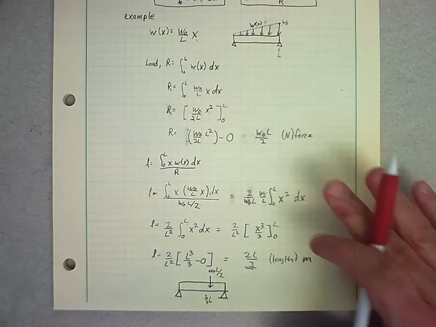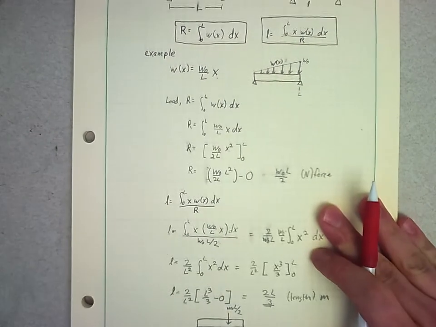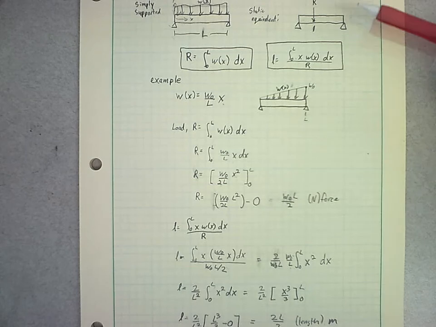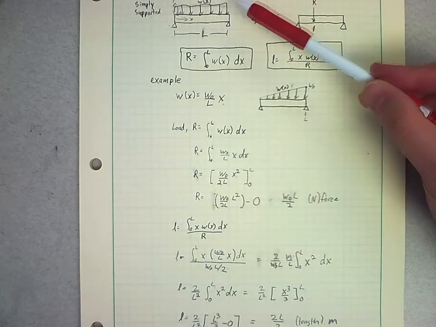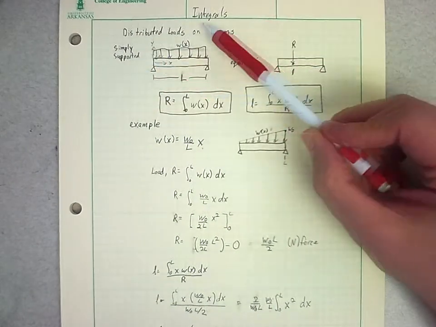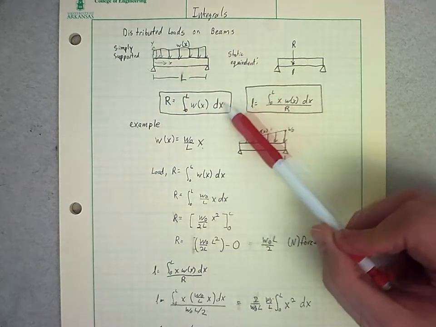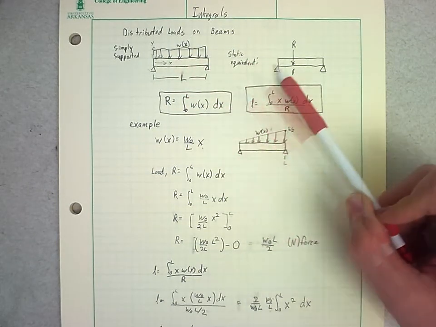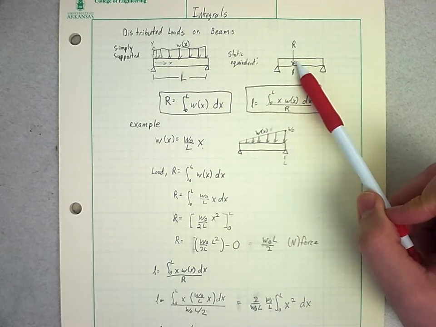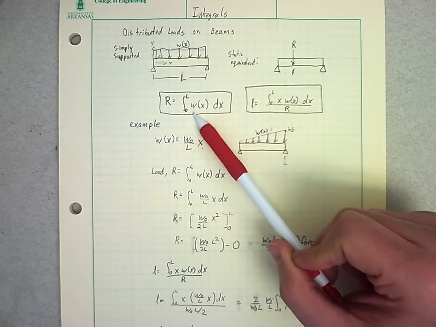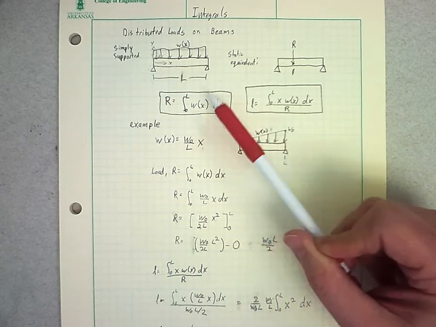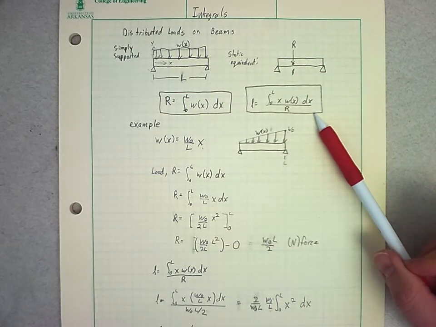And so that is our distributed beam example. The main thing is that if we have a dynamic load that changes as we go down the beam, we can get a static equivalent of that by using this function to get the total force and this function to get the location of where it is down the beam.